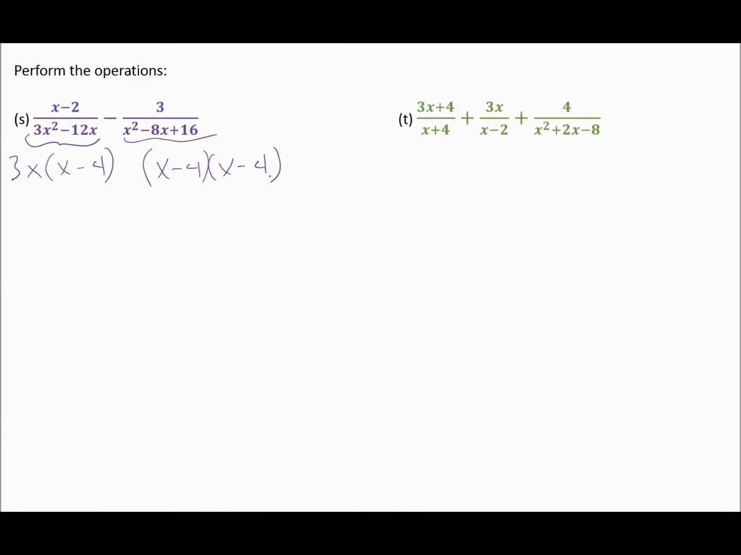So our common denominator is going to be a big one. We need a 3, because there's a 3 that shows up here. We need an x, and we need 2 x minus 4s, because that showed up twice over there. Okay, so now I'm going to rewrite my expression in factored form with plenty of space to multiply by what I'm missing.